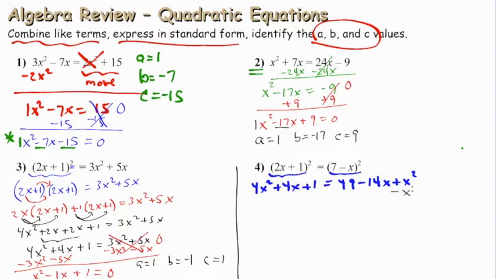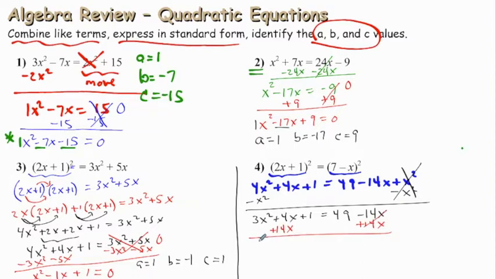Let's subtract the x squared from both sides. That gives me 3x squared plus 4x plus 1 equals 49 minus 14x. Now we can add 14x to both sides. Now we have 3x squared plus 18x plus 1 equals 49. And we can subtract 49 from both sides.